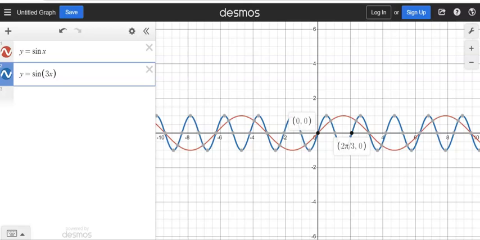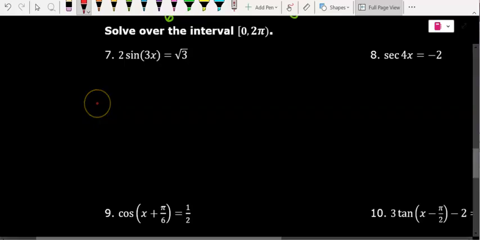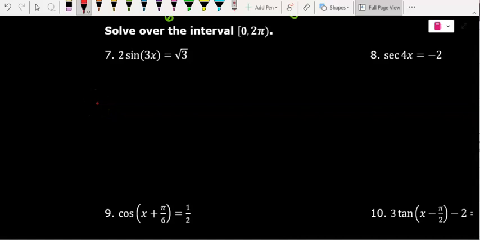The reason for that, if you recall, is that the 3 on the inside there represents a period change, and that's going to be your b value. So when you're graphing, it goes 2 pi over whatever your b value is, and in this case, it would be 2 pi over 3. So we've taken the entire graph and compressed it by 1/3. So what we're going to have now is that same sine graph, except it's, again, been compressed by 1/3.